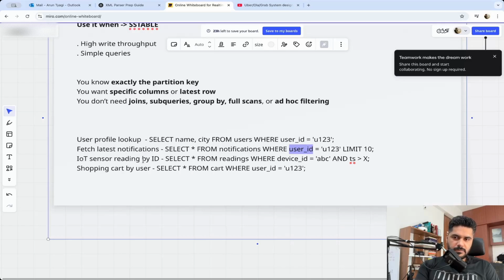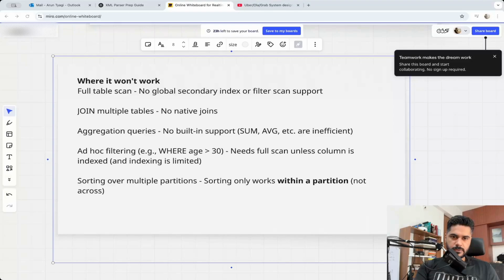Another example can be IoT sensor data. Here also I know for which device I'm trying to get something. And a shopping cart for a user, right? So these are my simple queries. For millions, even hundreds of millions of records, these DBs will be way faster than our normal B-tree based databases, meaning our SQL databases.